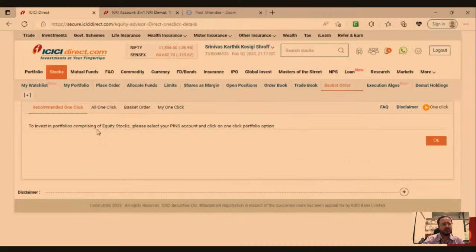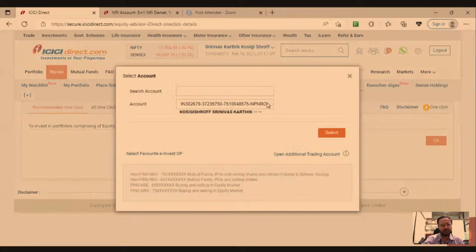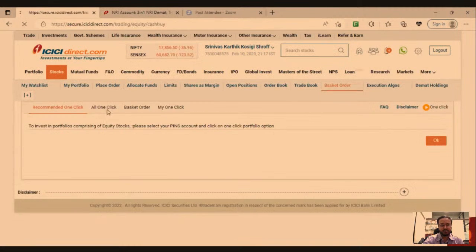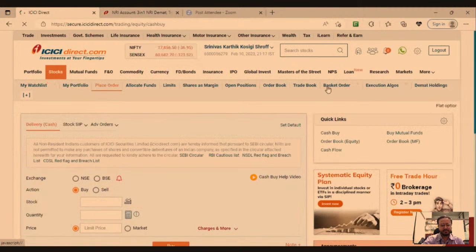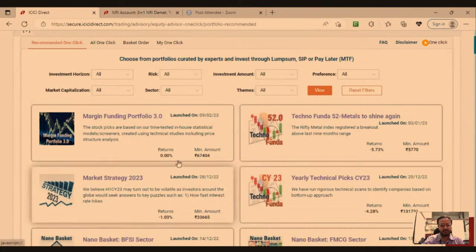So in basket orders, what I'll tell you is that for NRI customers, margin is not enabled. So if you have been trying to make an investment in a margin portfolio, that is not possible. But we can place orders otherwise.